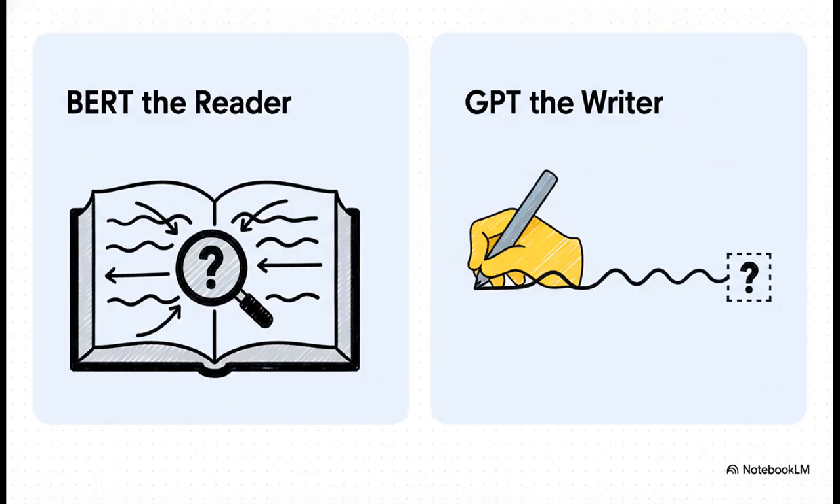So here's the crucial difference. Think of BERT as the reader. It looks at a whole sentence all at once to deeply understand its context. That makes it amazing for things like search. GPT, on the other hand, is the writer. It works just like we do, left to right, predicting the very next word. And that's exactly why it's the foundation for chatbots and all kinds of text generation. So just remember, reader versus writer, that's the key.